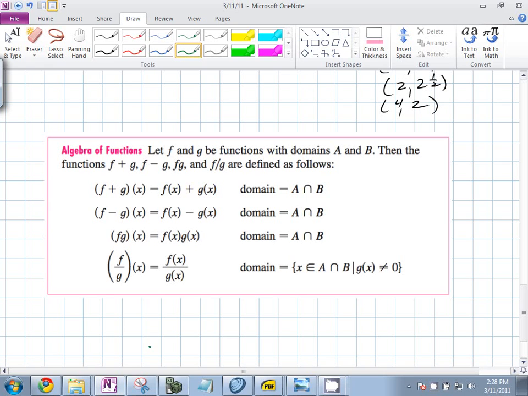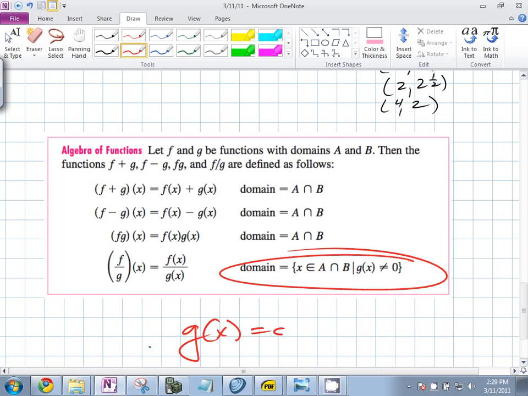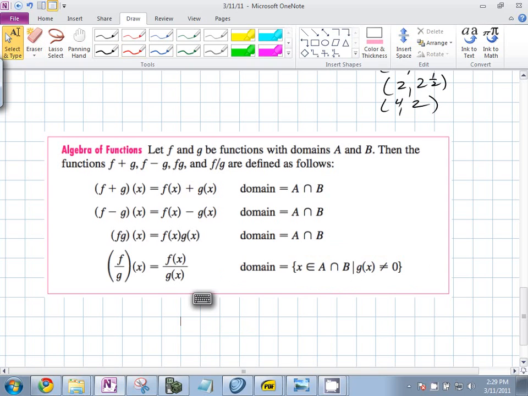What's the only thing that changes when you're dealing with division? You can't divide by 0. Is it okay if just a function equals 0? Absolutely. A function can definitely just equal 0. But if that function suddenly becomes the denominator of a fraction, you can't do this. You have to avoid it. What about a negative square root? Well, that gets taken care of specifically by the domains that you already have. The only thing that can get added in with this new operation called division is dividing by 0.